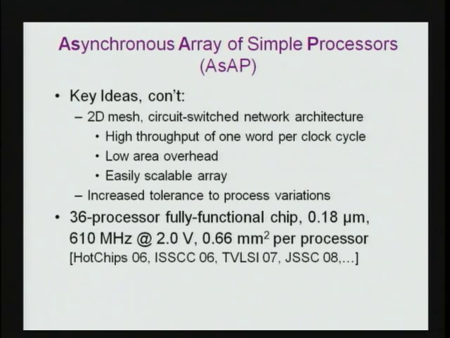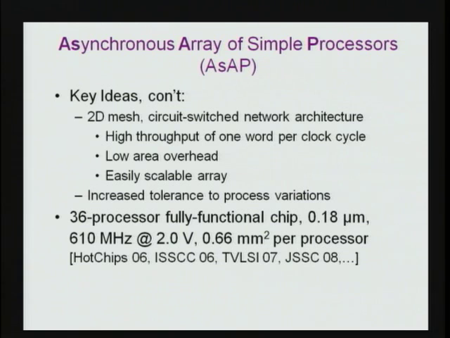Since it's tiled over a 2D mesh, we decided to use a circuit switch network architecture for its reconfigurable nature. This allows us to have a high throughput of 1 word per clock cycle due to the fact that we use source synchronous communication. Compare and contrast this with clockless asynchronous styles. Because of its circuit switch nature, it also has a low area overhead, and we can easily scale the array to any 2D mesh. So its GALS nature, its reconfigurability, and its small programmable fine-grained cores allow it to be tolerant to process variations.